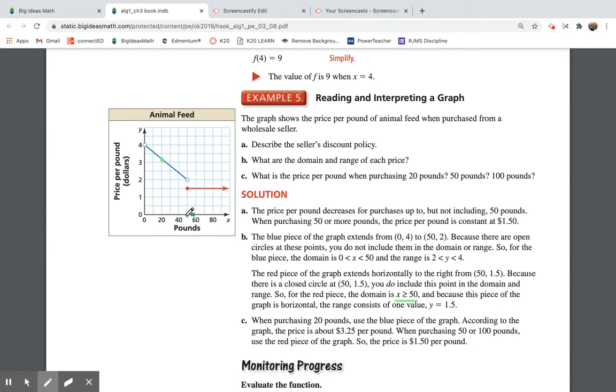Then it says 50 pounds. Well, we know at 50 pounds, it's exactly $1.50 per pound. And then 100 pounds, well, it's 50 and above. So at 100, which I guess technically is right here, it would still be just $1.50 per pound.